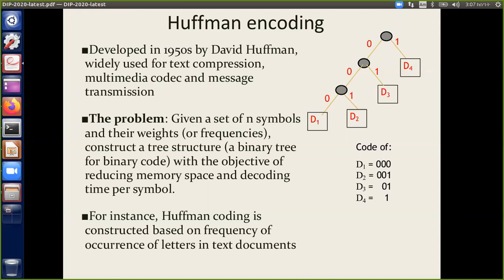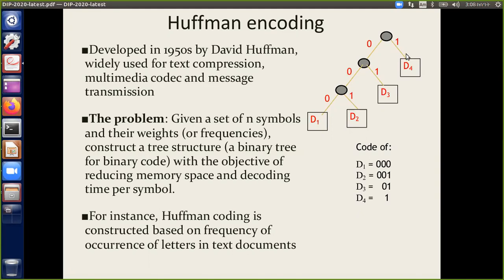So if you go starting from the root node until you reach the given symbol, the bits are assigned for the branch. Every edge contains one bit, either 0 or 1. If you are assigning 0 for the left branch, the right branch is assigned 1.